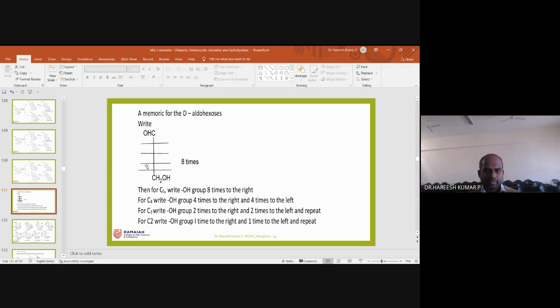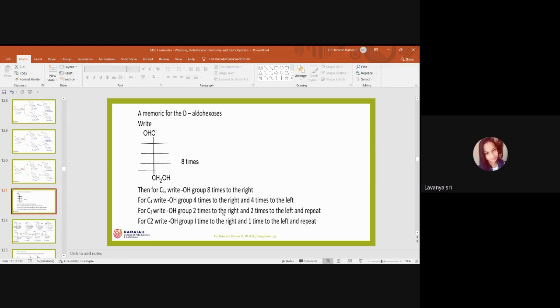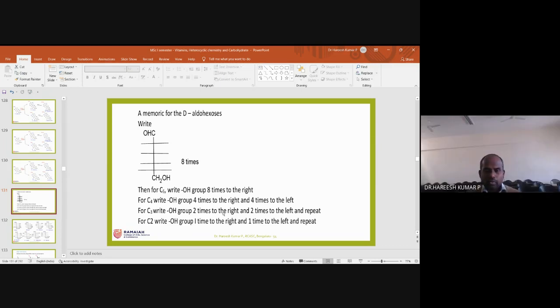Written? Yes, sir. Then go to the second carbon atom. Write down OH 1 time to the right and 1 time to the left, and repeat this sequence until you reach the 8th carbohydrate. Yes, sir. Okay. So now you need to give the names to the 8 compounds.